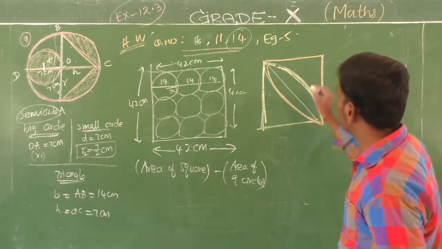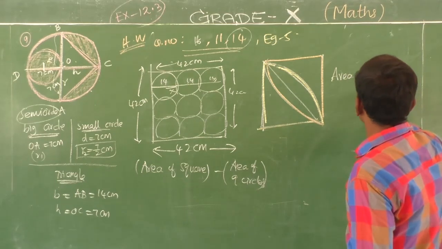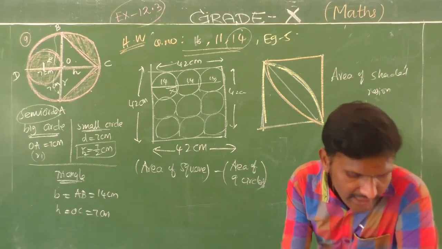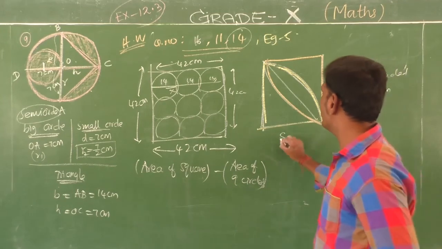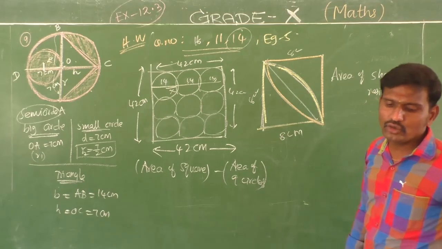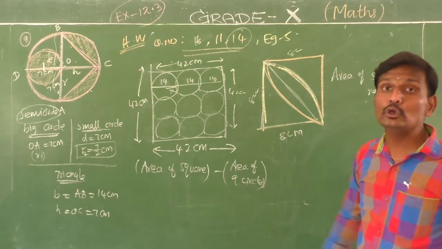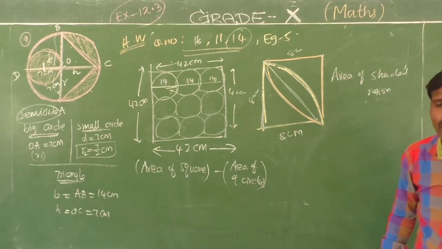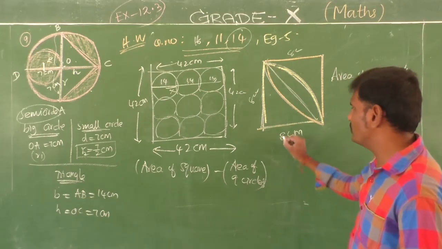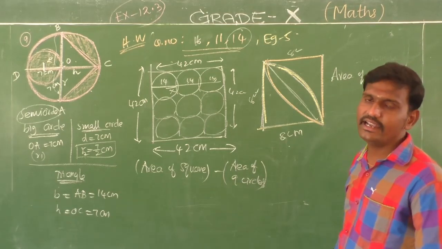Now I am going to find the area of the shaded region, and before that, what are the measurements? In the figure, 8 centimeter is the side of the square. This side is 8 and that side is 8. So what will be the diagonal? Using the Pythagoras theorem, as in question number 1. Otherwise, a simpler way: take 8 centimeter as the radius of the quadrant.